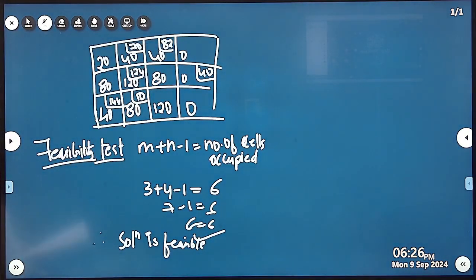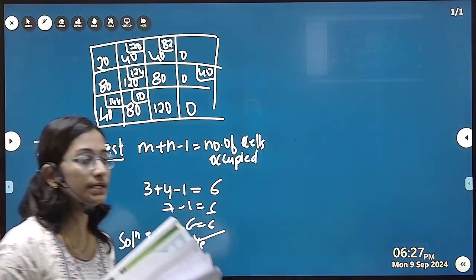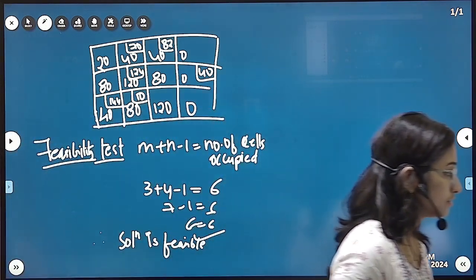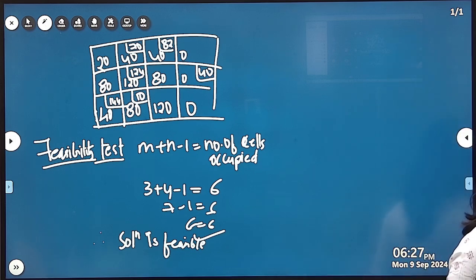Okay, so write down the test of optimality. Put the heading "Test of optimality". After the feasibility test, then comes the test of optimality.